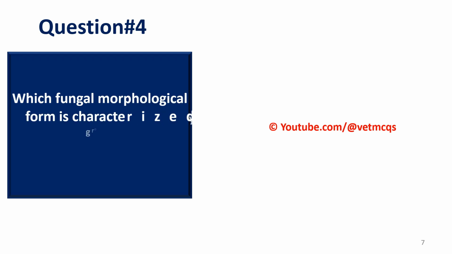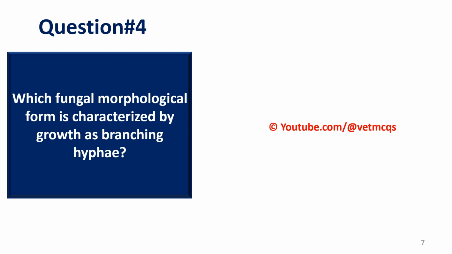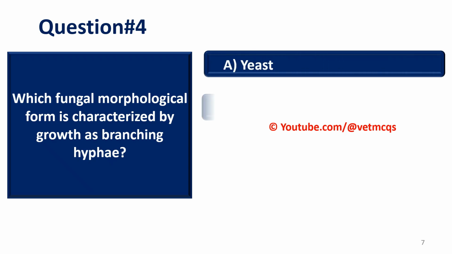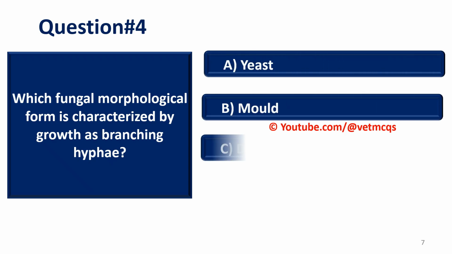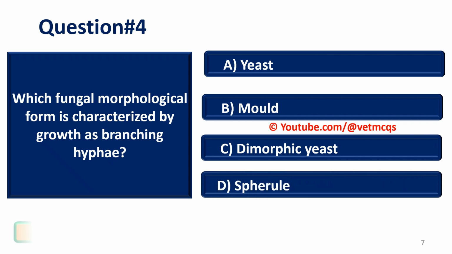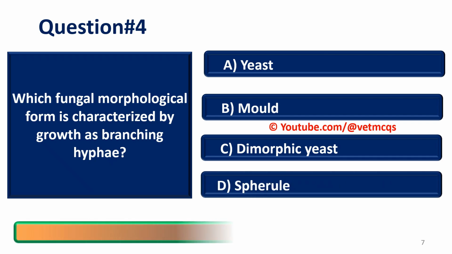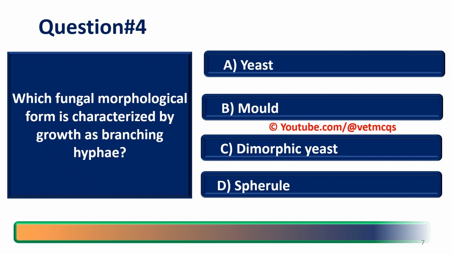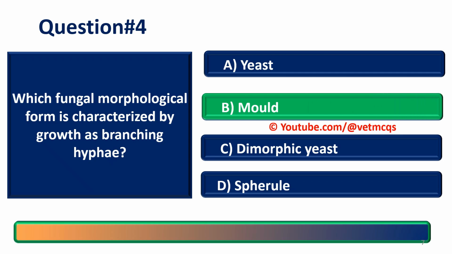Which fungal morphological form is characterized by growth as branching hyphae? Yeast, mold, dimorphic yeast, sterol. And the correct answer is option B, that is mold.